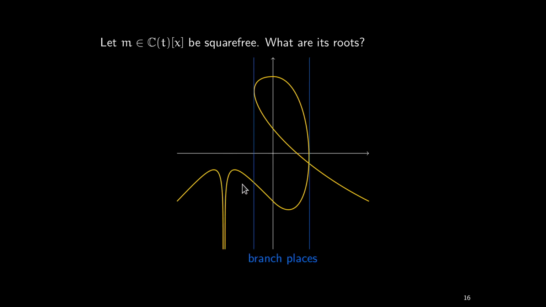Another thing is that they don't form functions because they can turn around. They could have places here where the tangent is vertical. This is called a branch point because at this area the curve doesn't describe a function. It does describe a function anywhere else, at least locally. But here it's a branch point. It's called a branch point because the curve branches into an upper part and a lower part in this picture.